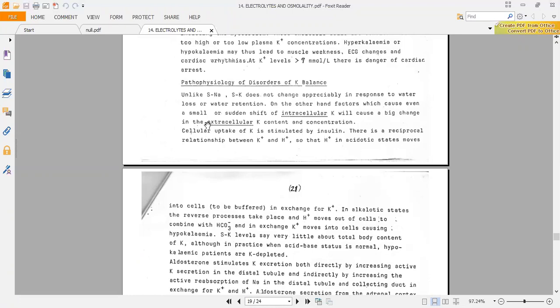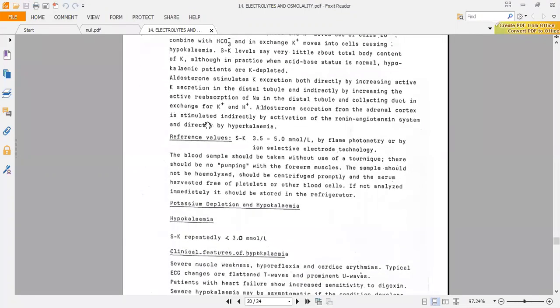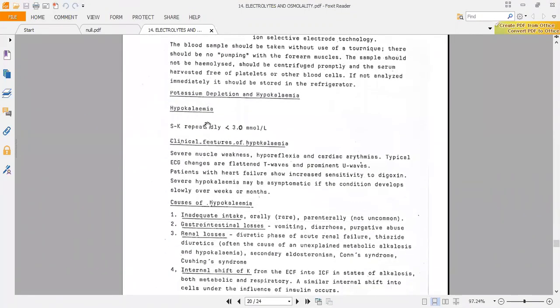Good. With this, we can move on to potassium disorders. The first one we are going to look at is hypokalemia. Before I continue, anyone with any question so far? Okay, so I assume we are all okay with it.